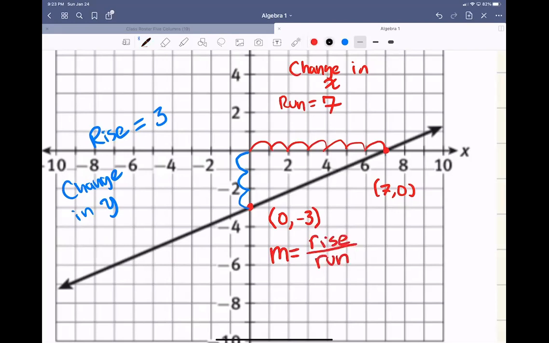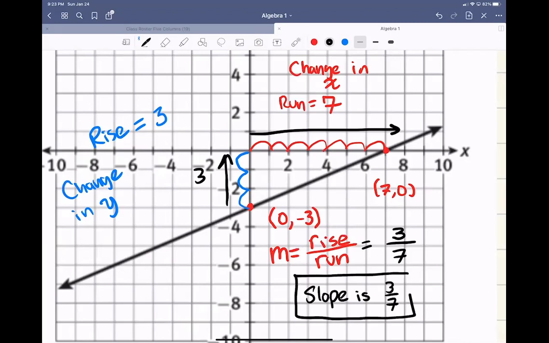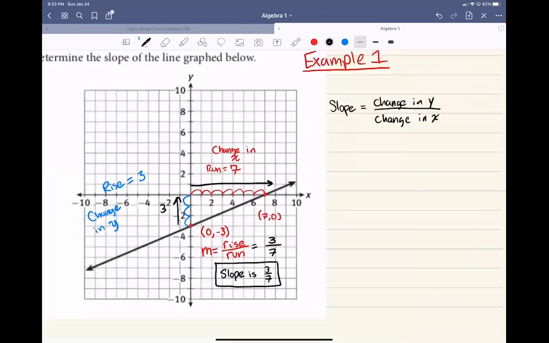So in this case, what's our rise? Our rise is going to be 3 because we went 3 spaces up, right? So our rise is going to be 3. And our run is when we go sideways, right? And we took how many steps? 7. So in this case, our slope is 3 over 7. So that means it's a very mellow incline. It's not going to go up really fast. So yeah, that's basically how you find the slope of this equation, right?